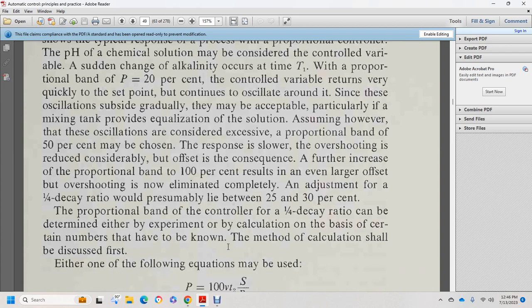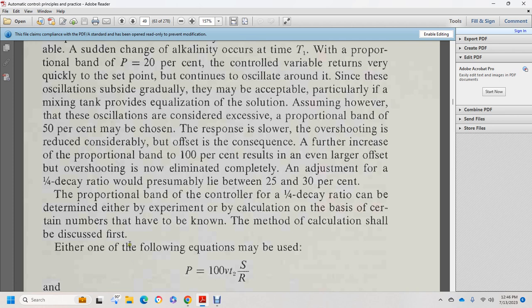Adjustment for quarter decay ratio presumes the proportional band lies between 20 and 30%. The control with quarter decay ratio could be determined by experiment or by calculation based on certain numbers. The methods of calculation should be discussed further, either by one of the following equations.